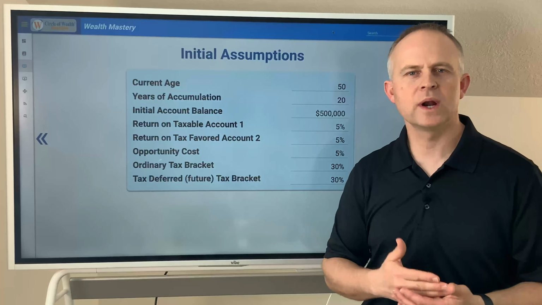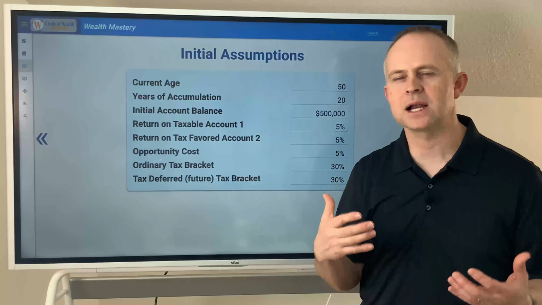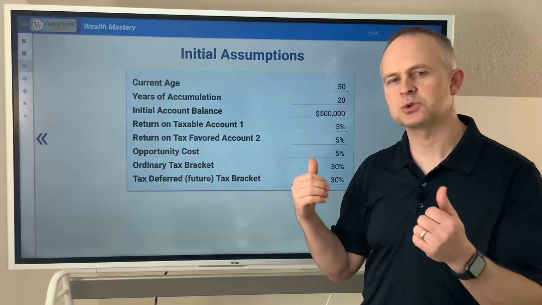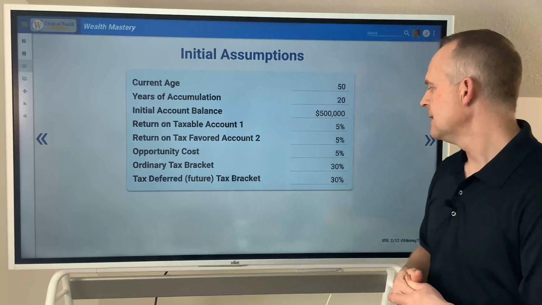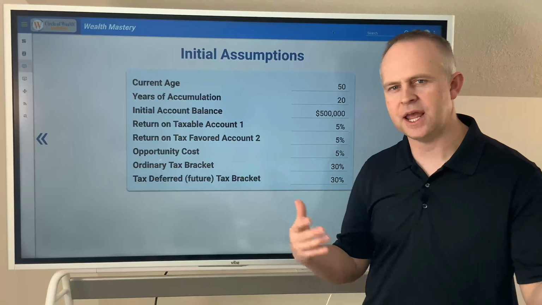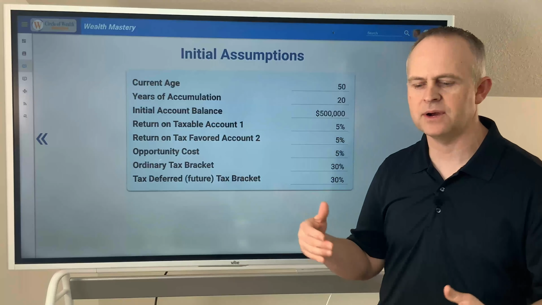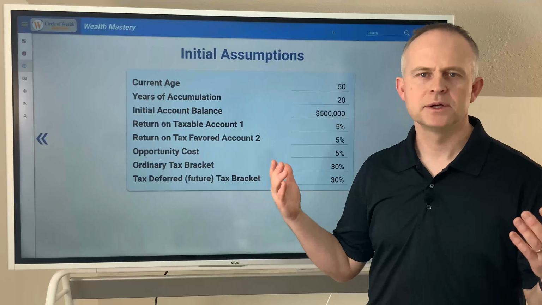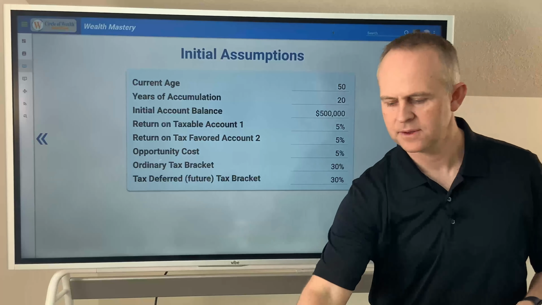To be honest with you, whatever rate of return you're earning doesn't really matter. What we're going to focus on is the actual tax implications of it. And then finally, we're going to say that you're in a 30% tax bracket now and a 30% tax bracket later. Once again, just to keep things simple, okay?